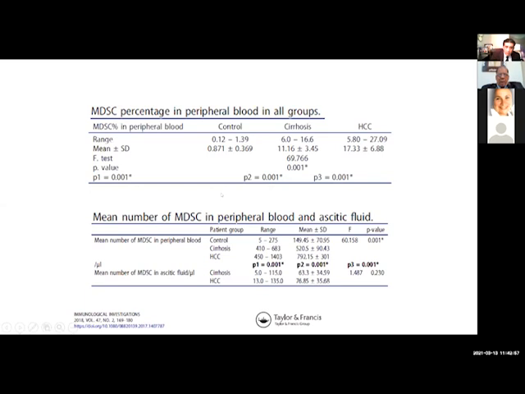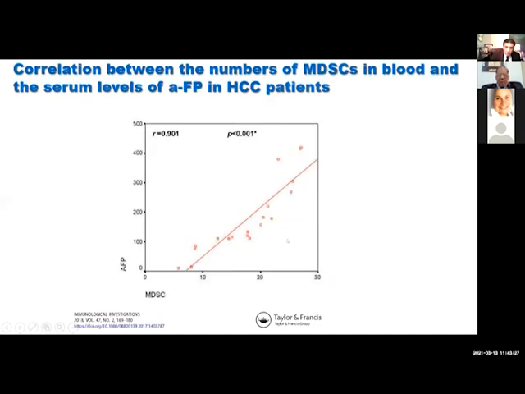And then we moved to HCC patients and compared them to cirrhotic controls, and we found a high number of these cells in HCC as well as cirrhosis. We compared the blood and ascitic fluid, and found that ascitic fluid doesn't have many of these cells. Most of the cells are in the circulation and blood of HCC patients. And the number of these cells in HCC patients correlated with a high level of alpha-fetoprotein.